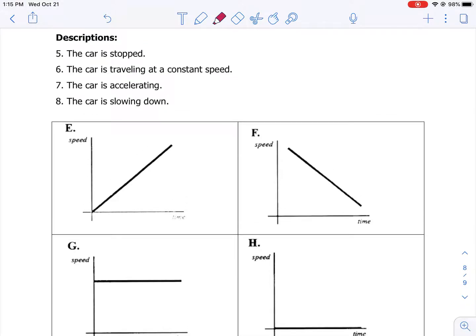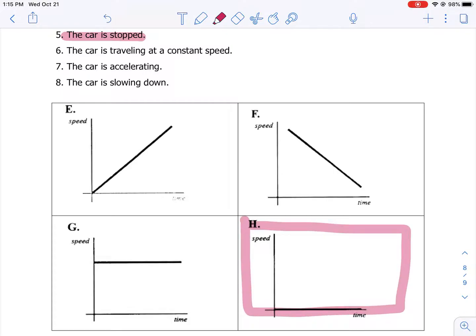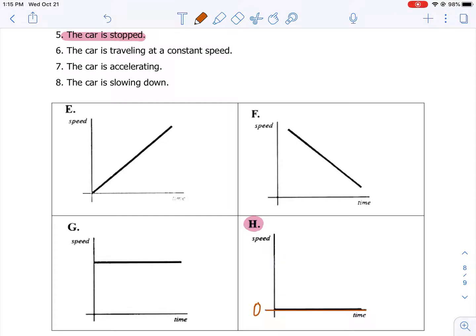Which one of these graphs shows that the car is stopped? E, F, G, or H? If you said H, you are correct. H shows that the car is stopped. You'll notice that on graph H, the line is all the way down here. That means that the speed is 0. That shows the car is stopped.